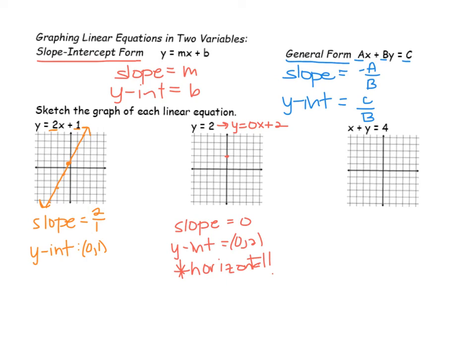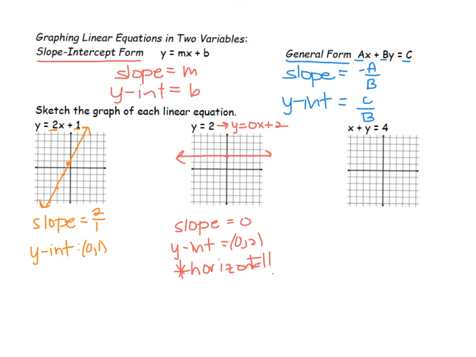Okay, carrying on. Now, if it's a horizontal line, like I said, we'll just draw a line straight across, all the way edge to edge, with arrows at the ends. Last but not least, we just have one more, x plus y equals 4. Now, this would be easy enough to get y by itself just by subtracting x to the other side. But I'm going to apply the rules for general form just to show you how it works.